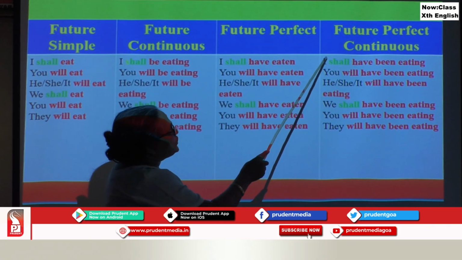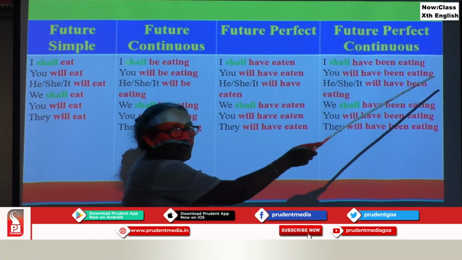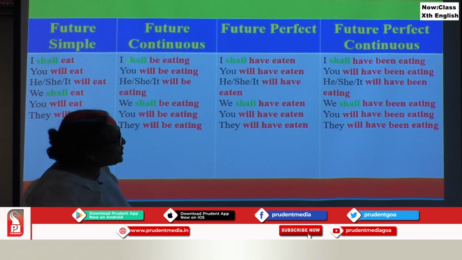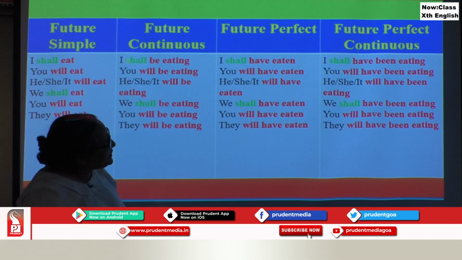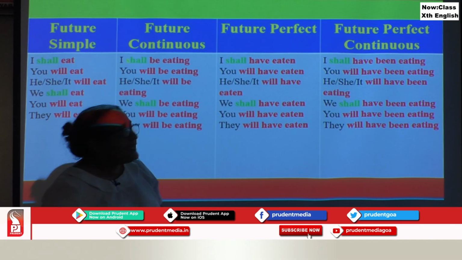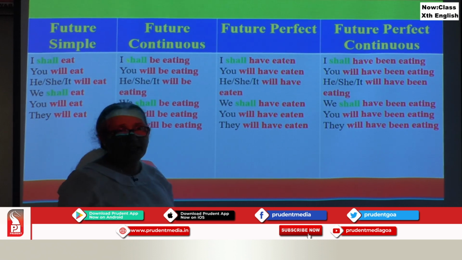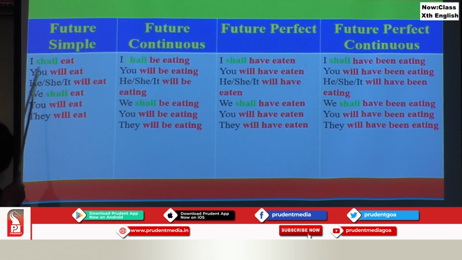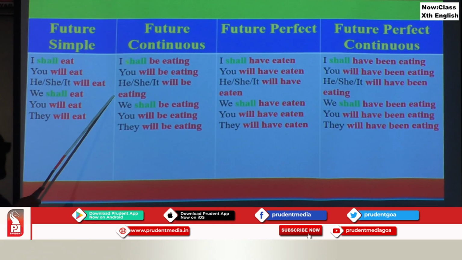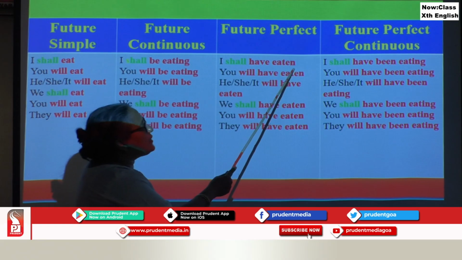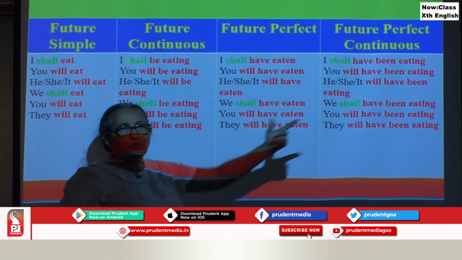Future perfect continuous, I shall have been eating, you will have been eating, he, she, it will have been eating, we shall have been eating, you will have been eating, they will have been eating. Instead of the main verb eaten, you can change to any other verb. I shall drink, you will drink, he, she, it will drink. I shall be drinking, you shall have drunk, we shall have been drinking.